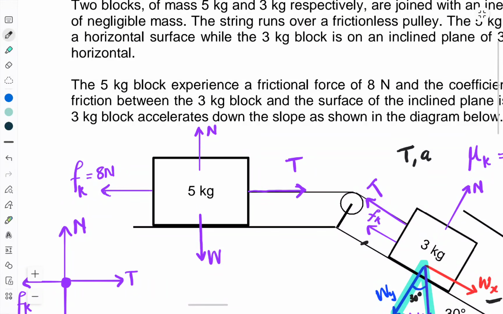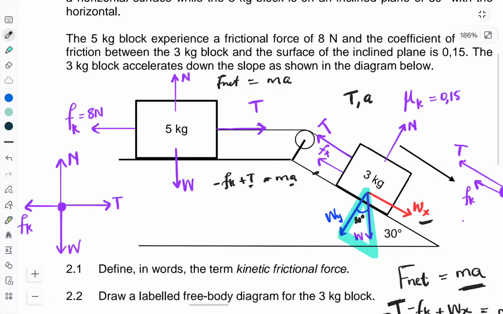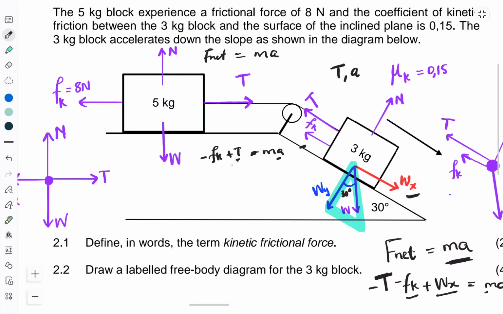In my other block, if I say F net equals ma for my second block, which is the 5 kilogram block, I would know my Fk, because I would have Fk, which is minus, plus my tension, and then I would have ma. Okay, so on this side as well, I don't know my acceleration, I don't know my tension. So it seems like I have to use simultaneous equations, because then the common unknowns are tension and acceleration.